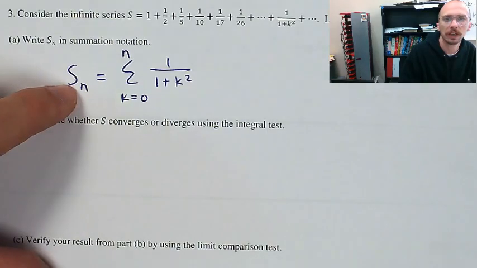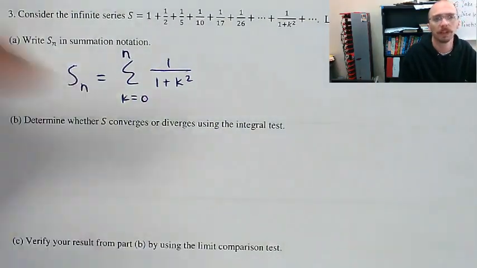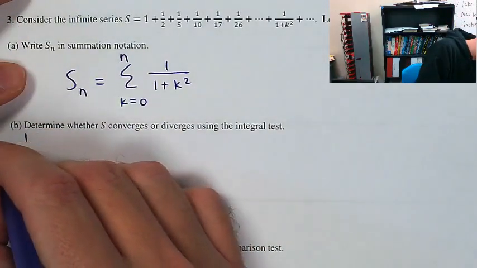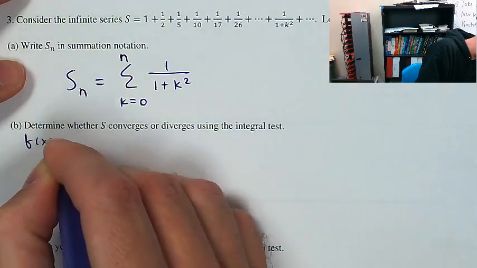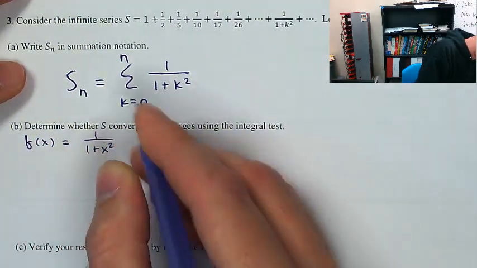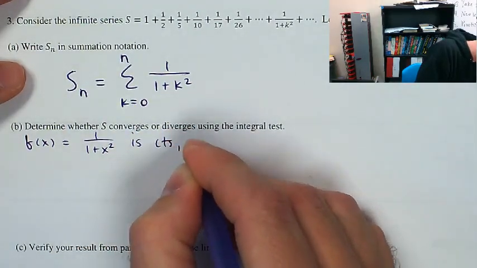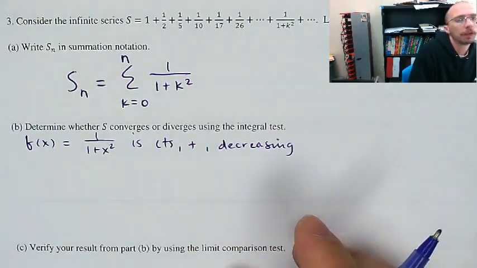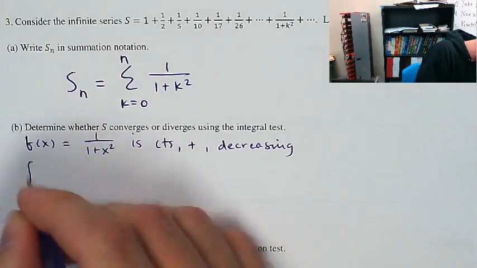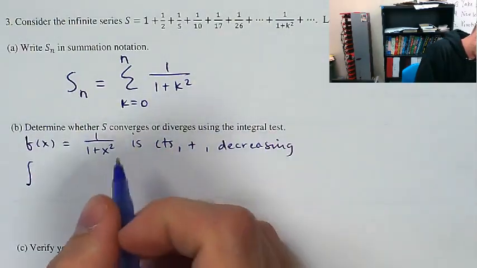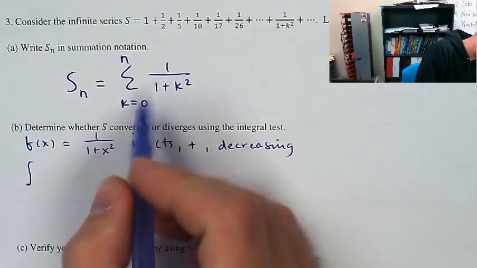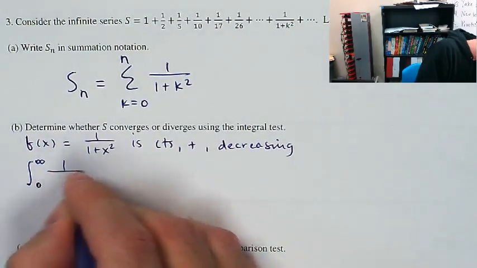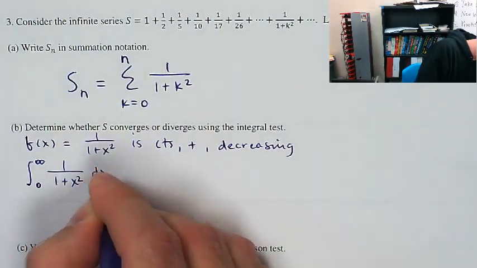I don't really have an explicit formula for the nth partial sum that I can take the limit of, so I'm going to use the integral test. So f of x equals 1 over 1 plus x squared is continuous, positive, and decreasing. So I can run the integral test, and whatever the integral does is what the series is going to do. So I'm going to be adding from 0 to infinity the integral of 1 over 1 plus x squared dx.